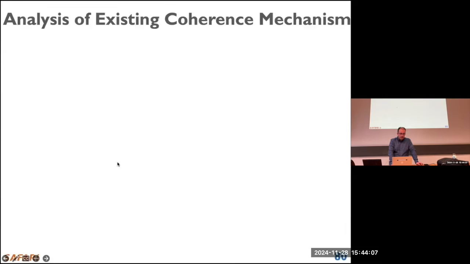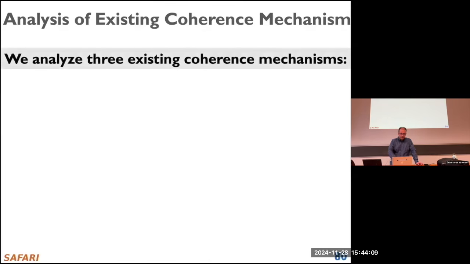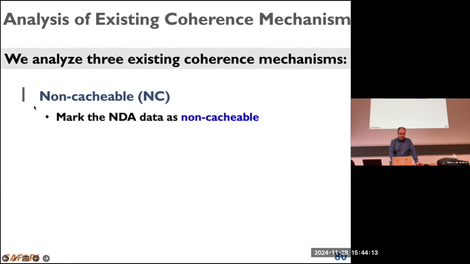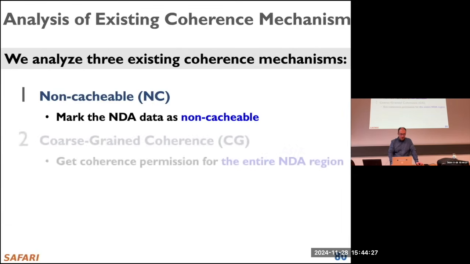So we conduct some analysis on existing coherence mechanisms. We analyze 3 existing coherence mechanisms. One is non-cacheable. We mark the NDA data as non-cacheable, essentially meaning that the CPU needs to access main memory when it needs to operate on these cache blocks or memory addresses.